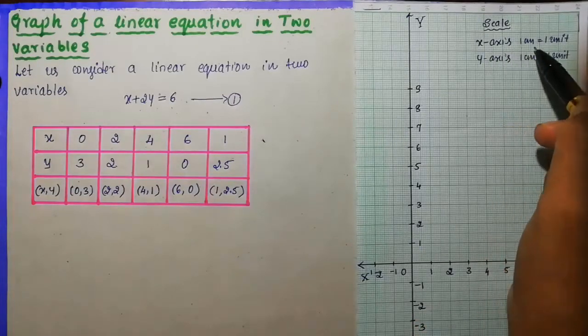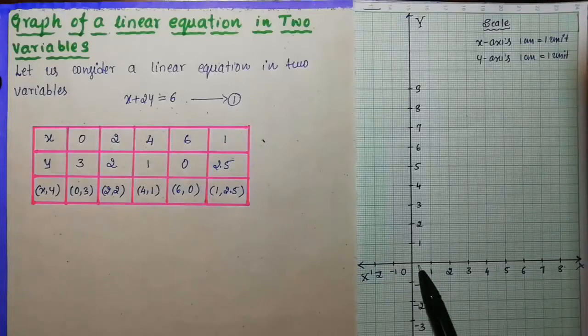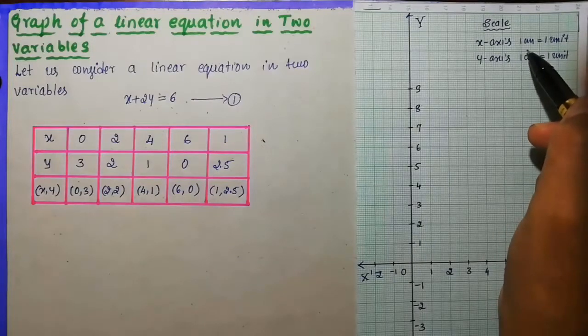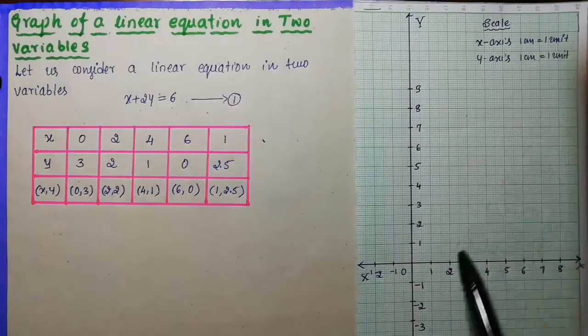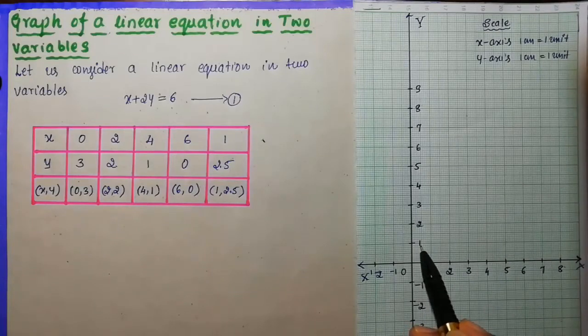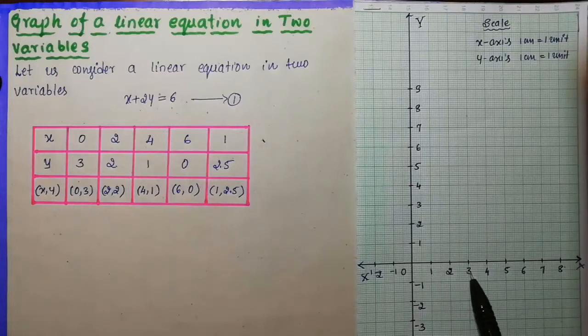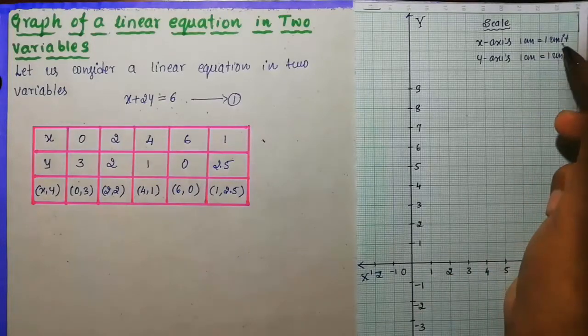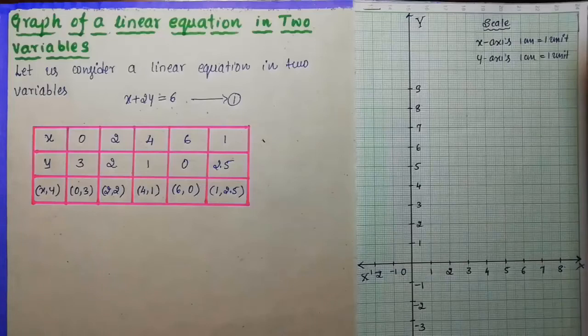Then the scale will become what? From here to here is 1 centimeter. For 1 centimeter it is equal to how much? 1 unit. For 2 centimeters it will become 2 units. For 3 centimeters, 3 units, like that. But you have to write only for 1 centimeter. 1 centimeter means 1 unit. And in the y-axis also, 1 centimeter means how much? It will become 1. But if you consider 2, 4, 6, 8, like that, 1 centimeter means 2 units. But for this scale, 1 centimeter is equal to 1 unit for both x and y axes.